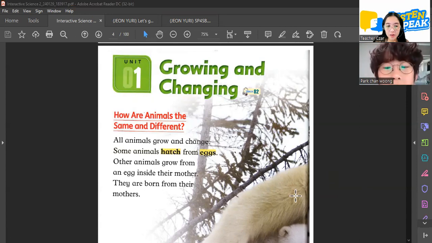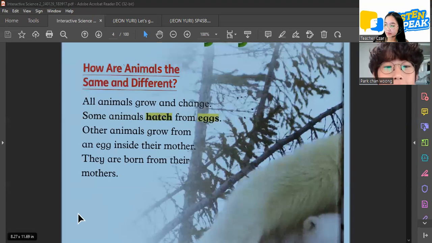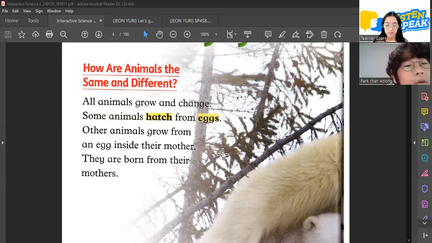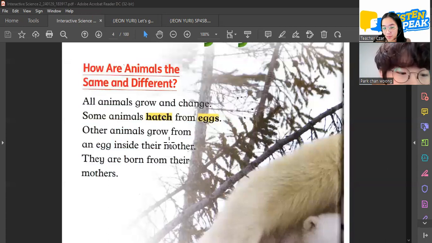Okay, so how are animals the same and different? All animals will grow and change. Some animals hatch from an egg. Other animals grow from an egg inside their mother, and they are born from their mother. Okay, very good. So on this one, all animals grow and change, but some animals hatch from an egg, and other animals grow from an egg inside their mother and are born from their mothers.